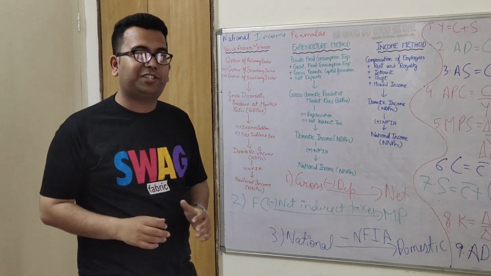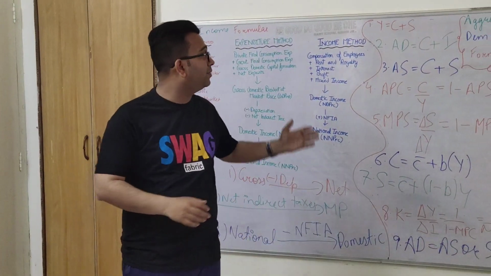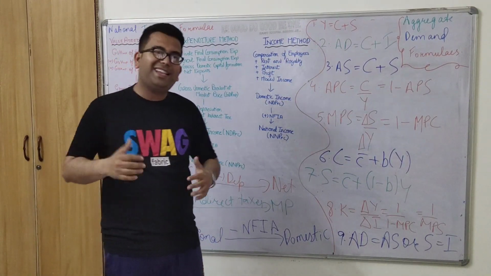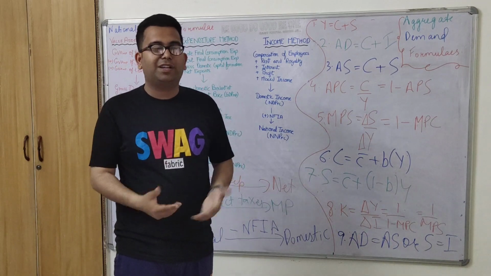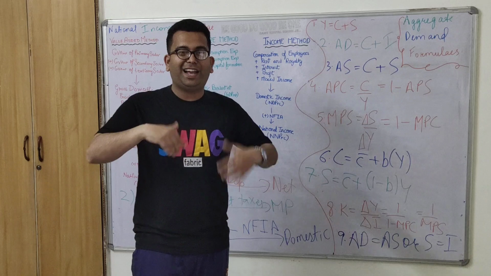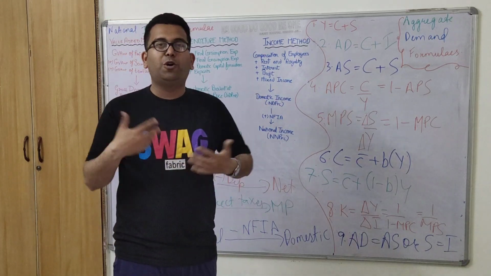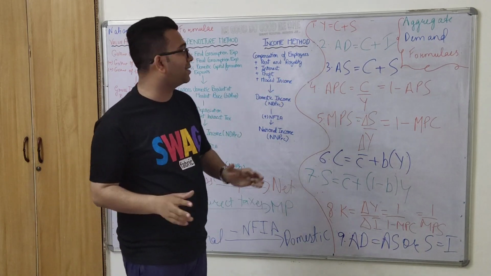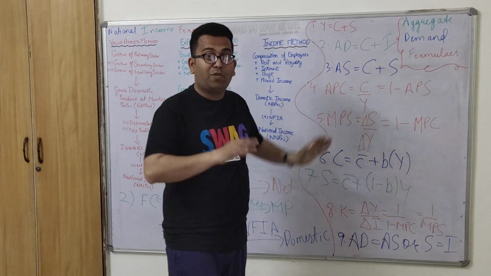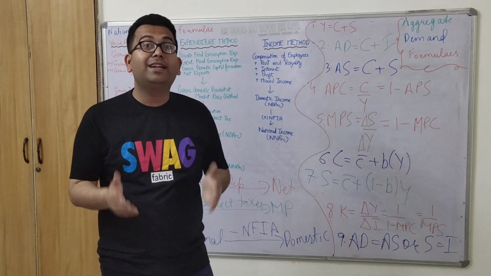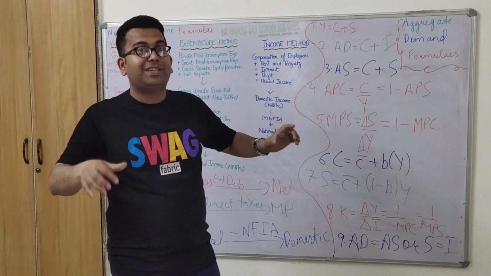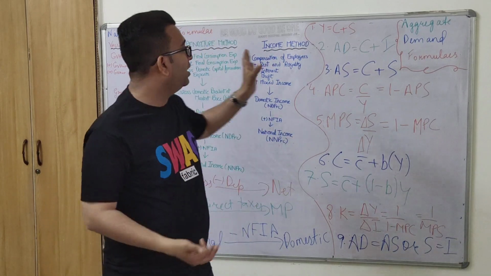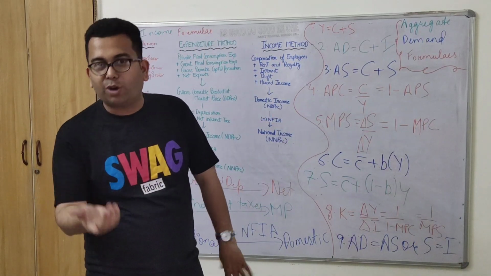Now moving on to another important chapter, these are aggregate demand formulas. First one: what is Y? When I say Y, I refer to income. When I say C, I mean consumption expenditure. And S is saving, the portion of income that you don't spend. So the first formula is Y is equal to C plus S, and Y is equal to AS. When I say aggregate supply, I mean income, which is national income. So aggregate supply is national income, and the formula is C plus S.